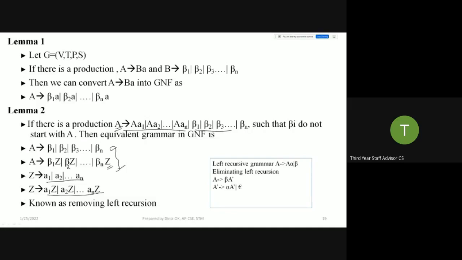So this is what we have to do in Greibach normal form. First of all, we have to check whether it is in CNF. Then, as Lemma 1 says, if we have a production of the form A implies BA and B implies B1, B2, etc. Bn, we can replace this B with this production. So we get beta1 A, beta2 A, etc. beta n A. What does the second lemma say? If we have a left recursive grammar, we have to eliminate it using this step. OK, clear?